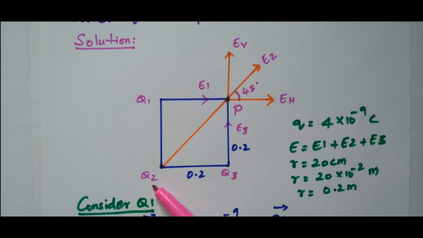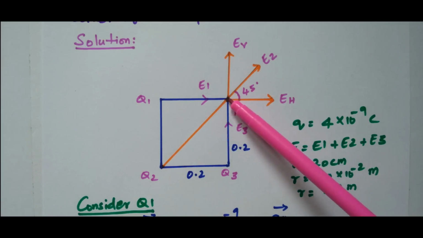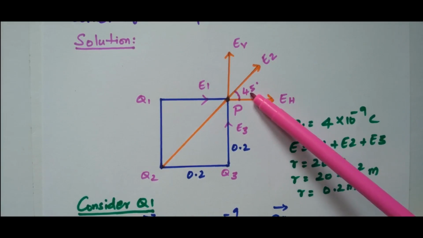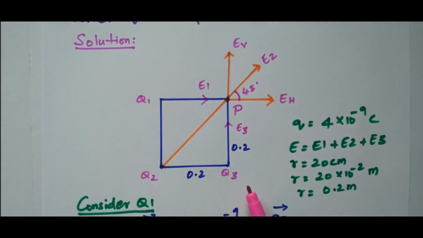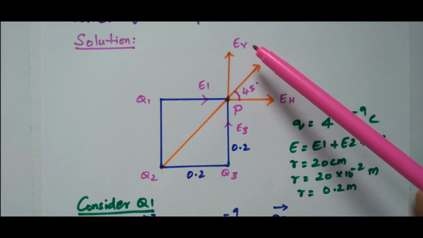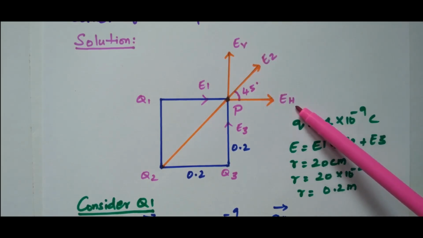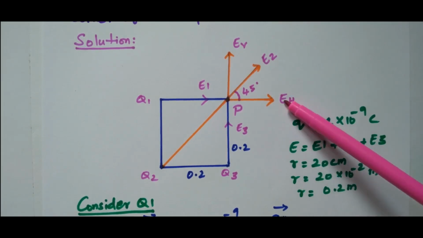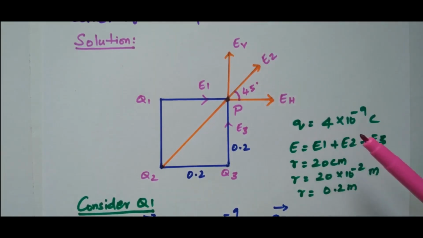But we'll consider Q2, this corner. The electric field intensity is E2 at this point P, but it is located at an angle of 45 degree. Q1 and P are placed in the same line, so there is no horizontal or vertical component. But for this point and this point, placed at an angle of 45 degree, this E2 is split into two components, vertical component and horizontal component, EV and EH. The sum of EV and EH equal to E2, right?